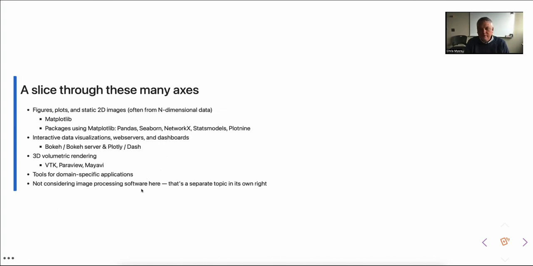It's important to note, I'm not considering image processing software here. What I'm talking about is taking data that we have either from experiments or from a simulation or something and visualizing that, whereas image processing is in some sense the opposite. It goes in the opposite direction. It takes some image and then we want to apply some analysis to that to extract features from it. But again, that's really a separate topic in its own right.